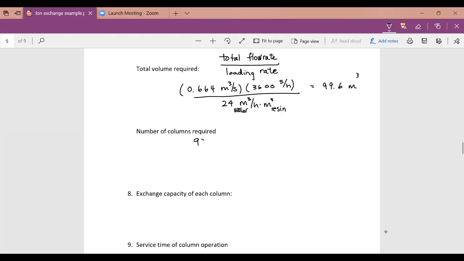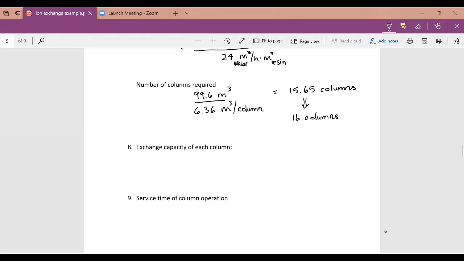So now we need to determine the number of columns required. So if we have 99.6 meters cubed, I'm losing my voice today, and 6.36 meters cubed per column is the volume that we calculated, we need 15.65 columns. So what do we do? Round up. Okay, so we'll round up to 16 columns.